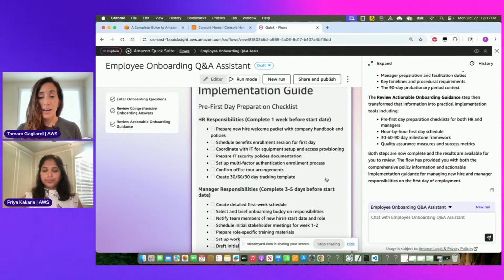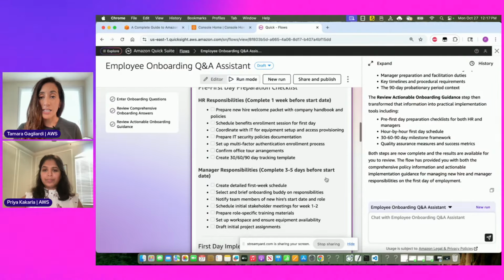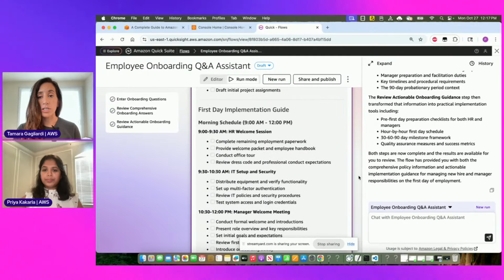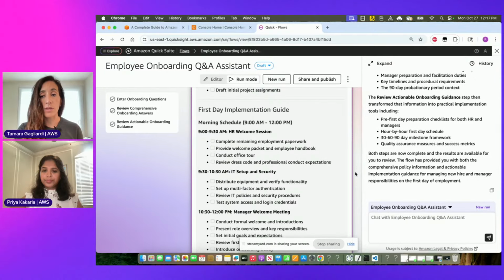Excellent. Okay. And I do want to address a couple of questions in terms of features or how to understand pricing within Quick Suite.